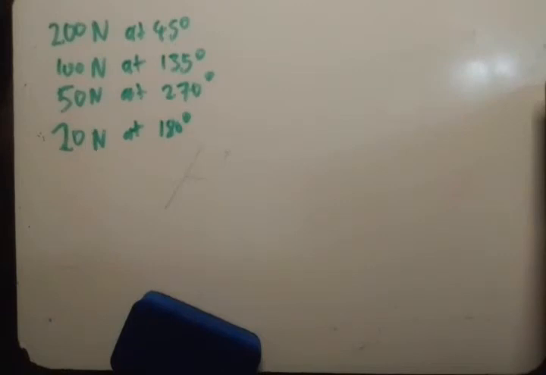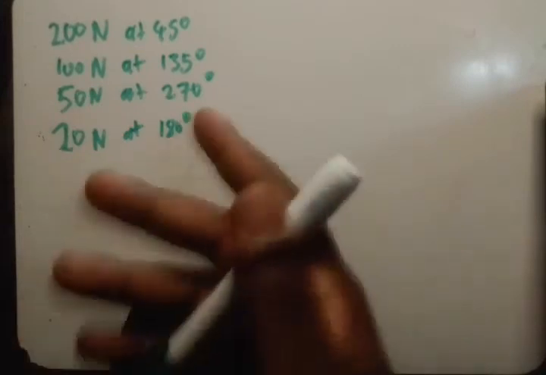Here is the last level. If we're given 4 forces and we're asked to calculate the resultant using the head to tail method, we're going to have to draw all this, right? So let's begin to draw.